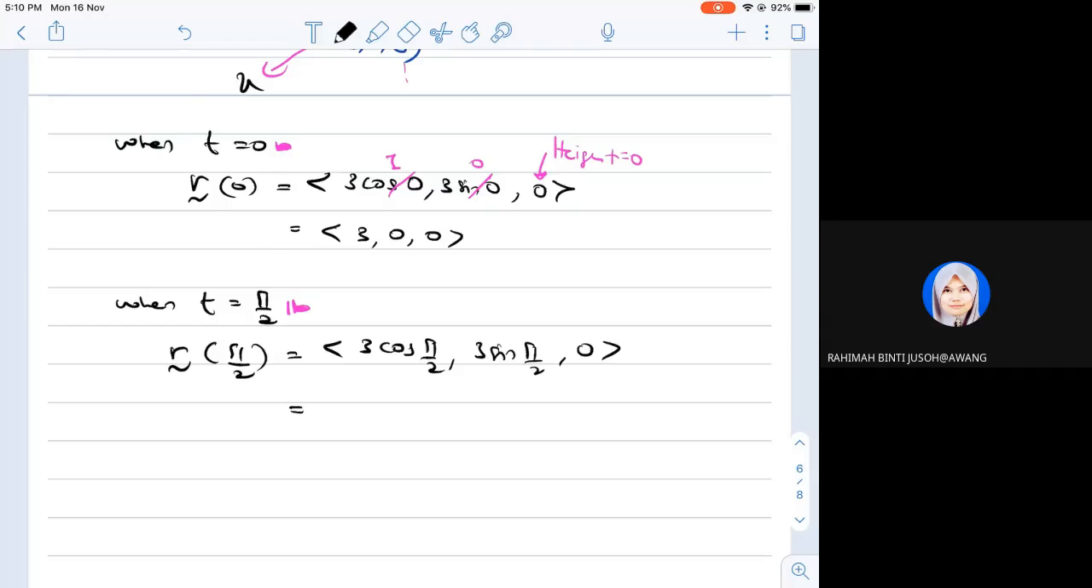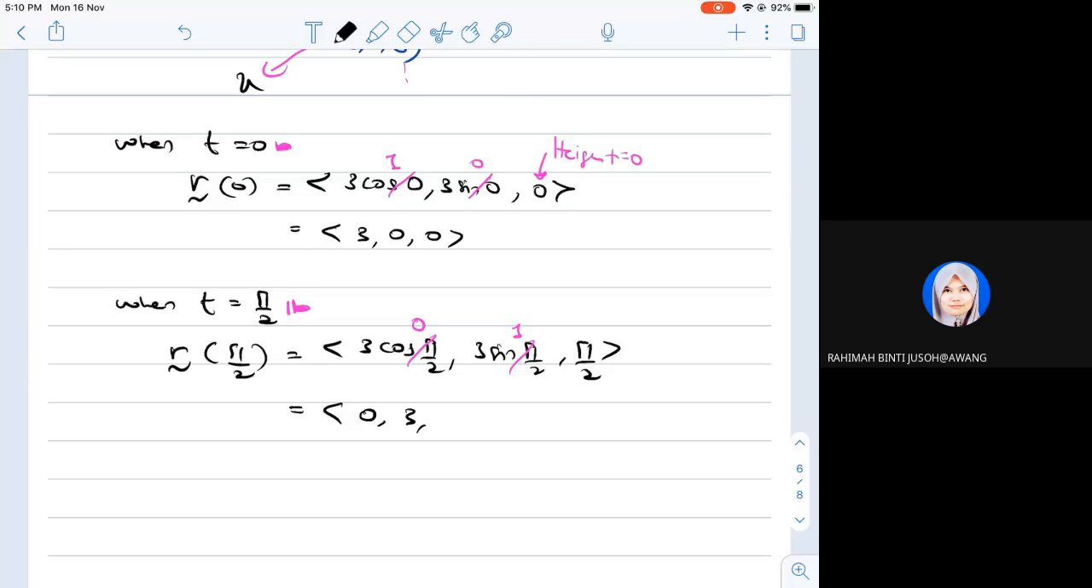So we have cos pi over 2 is 0. Yes. Sine pi over 2 is 1, right? So 1 times 3 gives 3. Okay, good. So we have 0, 3. Sorry, the last one is not 0. This is the value of T, right? So pi over 2.